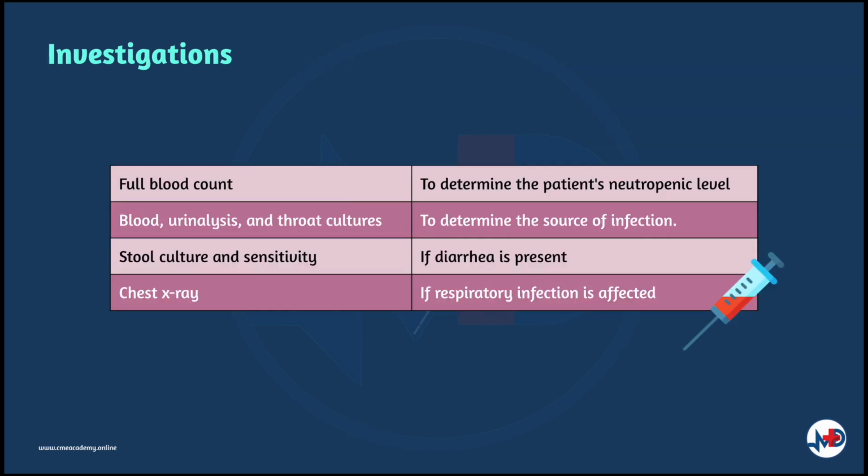Now let's talk about the investigations needed for febrile neutropenia. A full blood count should be ordered to determine the patient's neutropenic level. Blood, urinalysis, and throat cultures must be done to determine the source of infection. 2 sets of blood culture should be obtained from the peripheral vein and any venous catheters, as well as specimens for testing from any sites of infection before the immediate administration of empirical broad-spectrum antimicrobial therapy. Urinary tract infections should be suspected in asymptomatic patients with a history of such infections. If diarrhea is present, a sample may be checked, and if the patients have any respiratory symptoms, a chest X-ray is necessary.